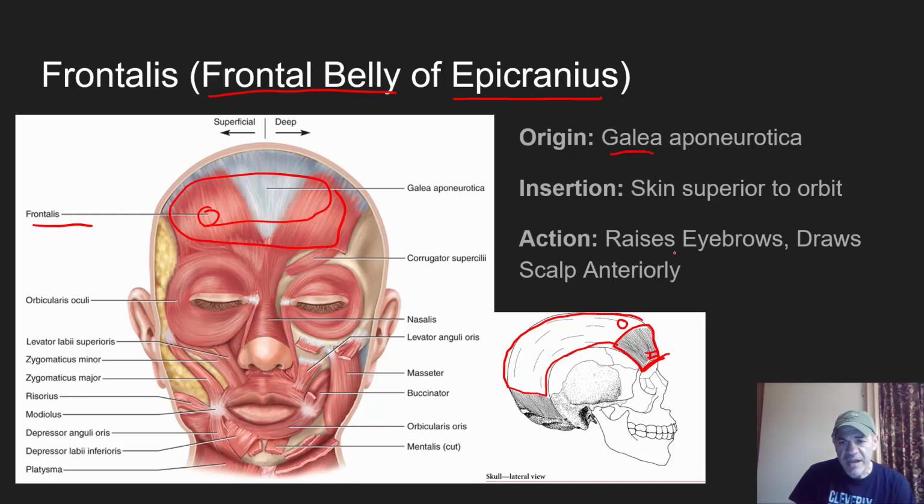When this muscle is contracted, it will raise the eyebrows. However, if we relax another muscle that's part of this overall structure here called the Occipitalis, then this muscle can draw the scalp anteriorly. So again, if we fix the galea aponeurotica, we can move the eyebrows upward. If we relax the Occipitalis muscle back here, then we can move the scalp forward with this muscle.